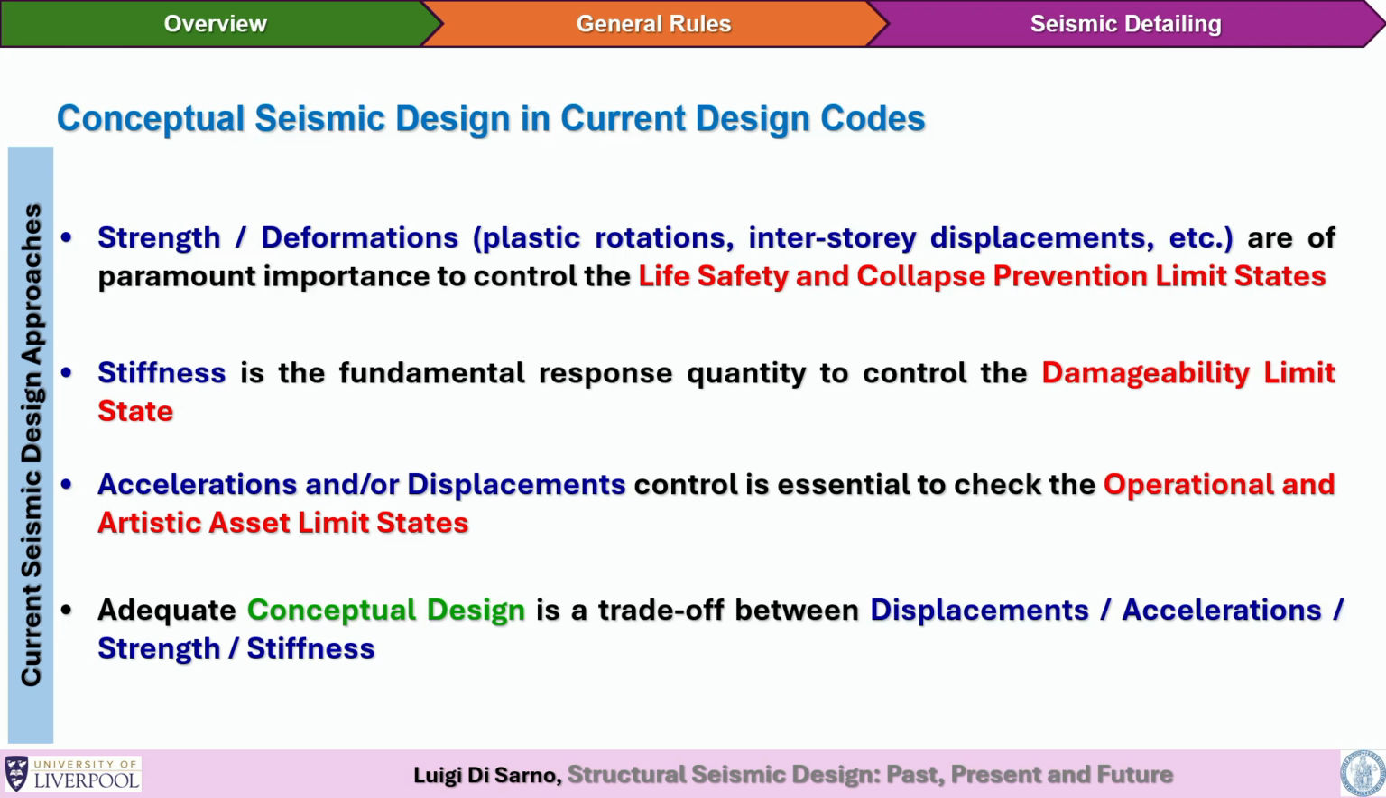Fundamentally, what is used to limit and comply with the damageability limit states is stiffness. So the structure should be stiff enough in order to prevent damage from recurrent or frequent earthquakes.